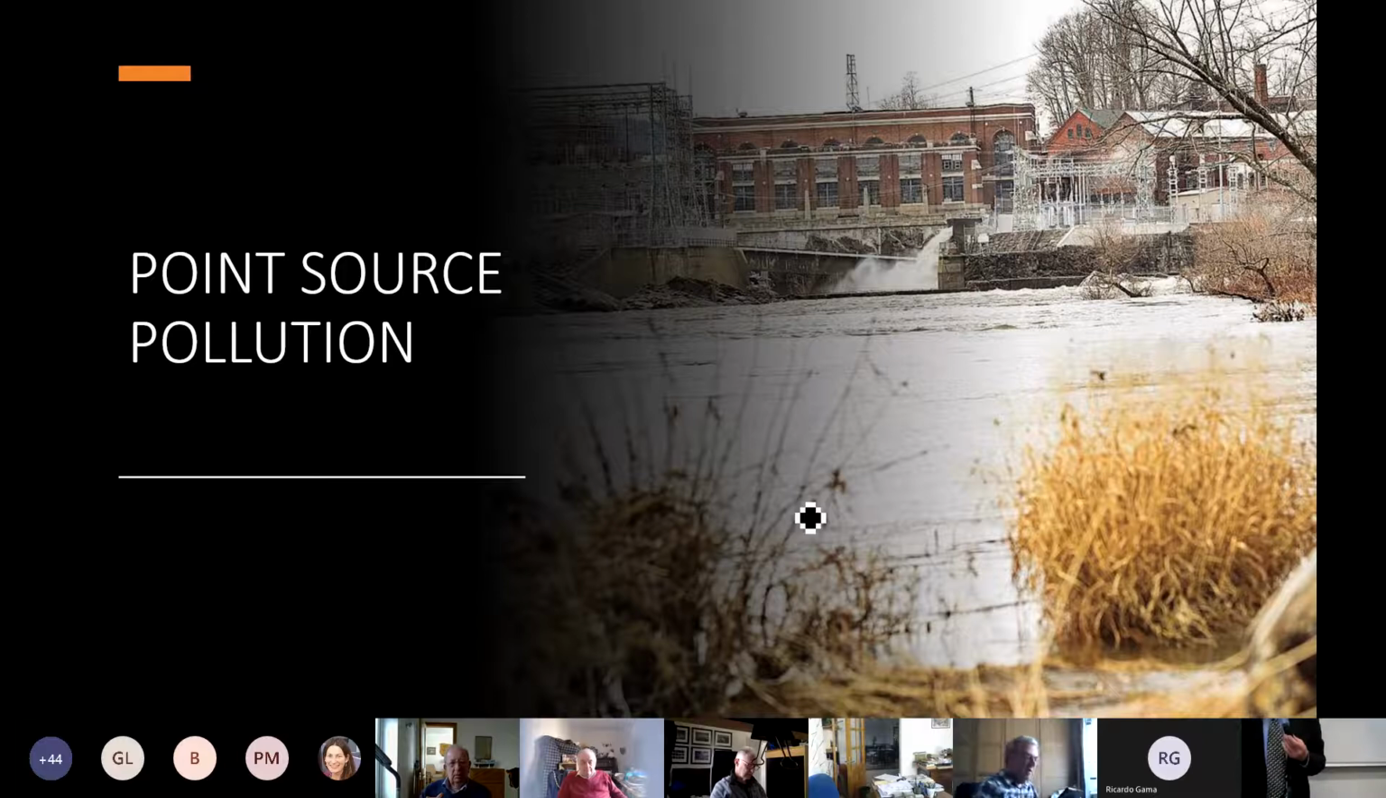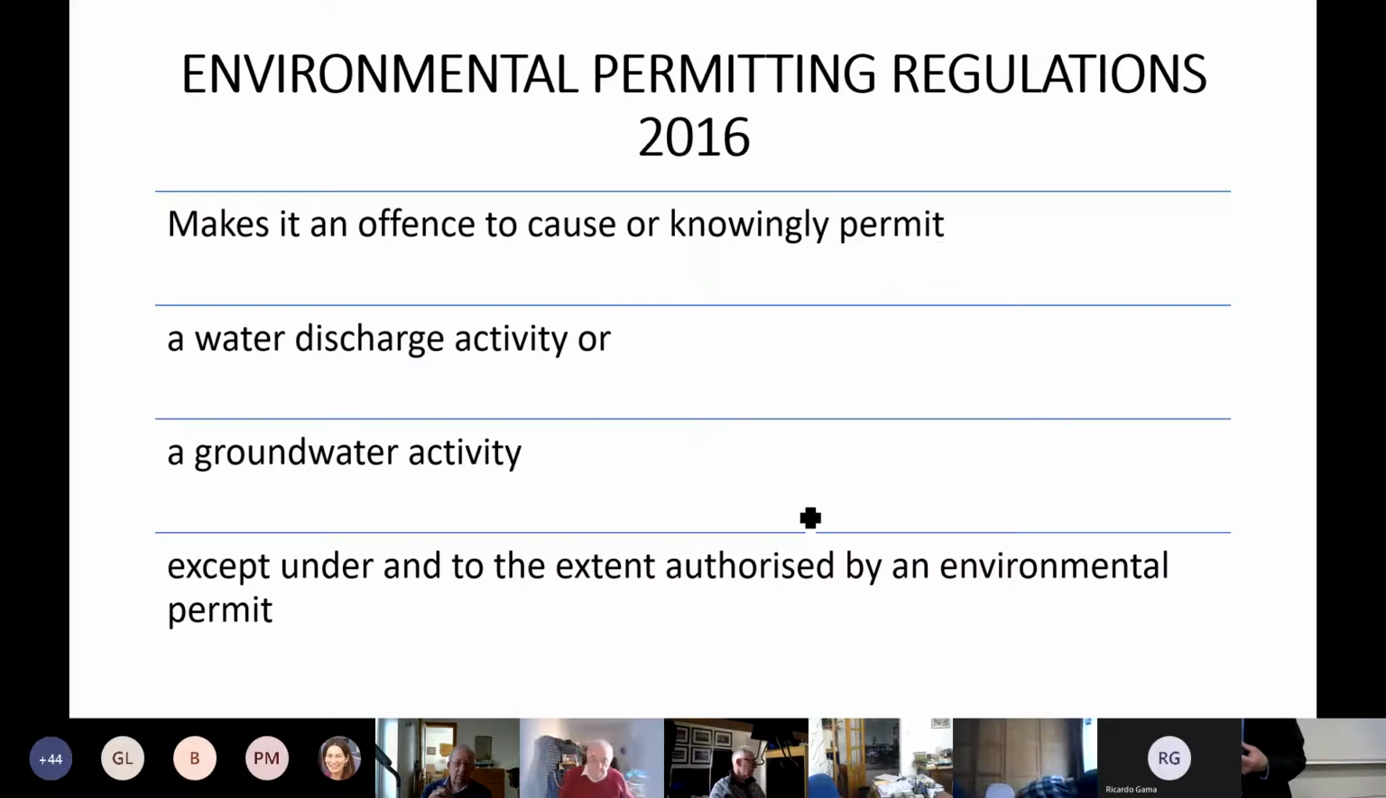Let's then turn to point source pollution, which is the main source of pollution, and from sewage treatment works, factories, whatever. Under the Environmental Permitting Regulations 2016, there's an offence to cause or knowingly permit a water discharge activity or a groundwater activity, except under and to the extent authorised by an environmental permit.